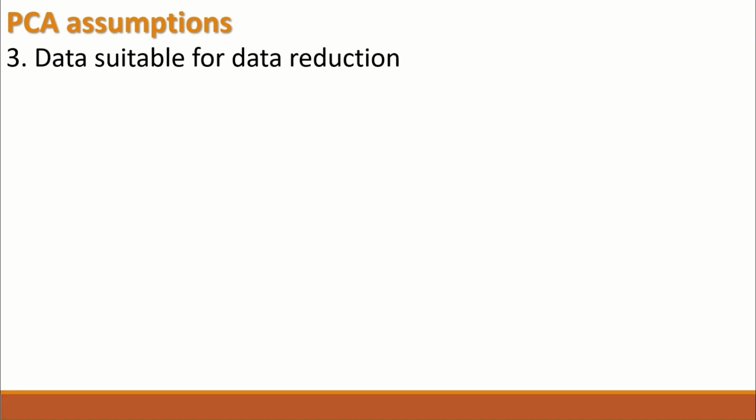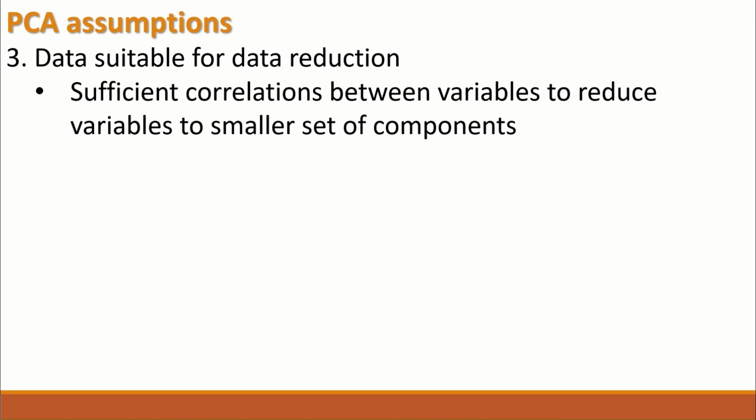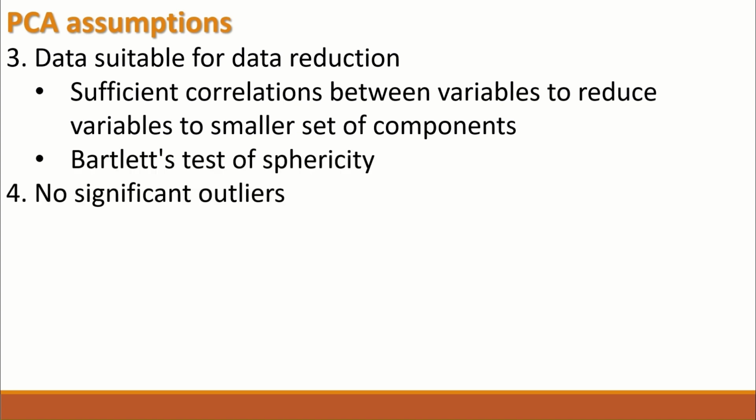The third assumption is that the data should be suitable for data reduction, with sufficient correlation between variables to reduce the variables to a smaller set of components. Though there should be a correlation between items, that correlation has to be within certain values, from 0.3 to 0.8. The Bartlett test of sphericity can be performed to test this assumption.